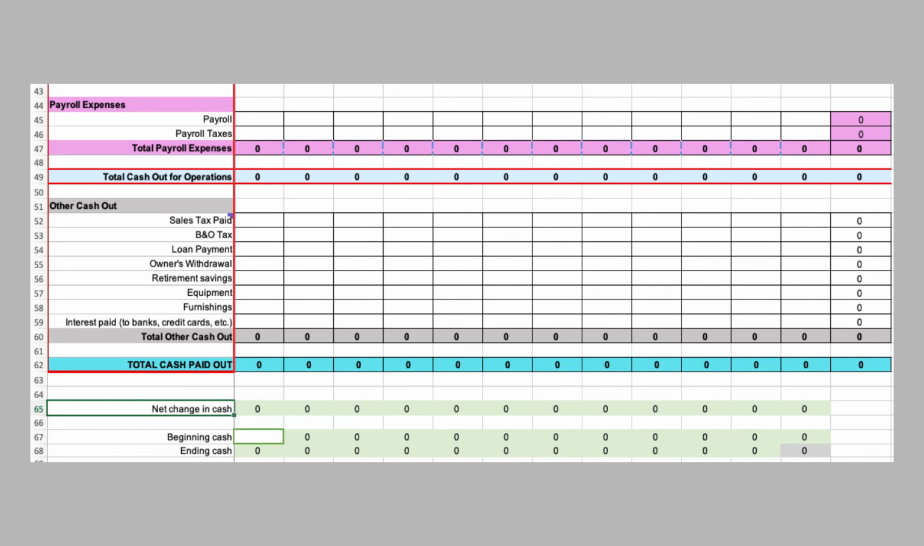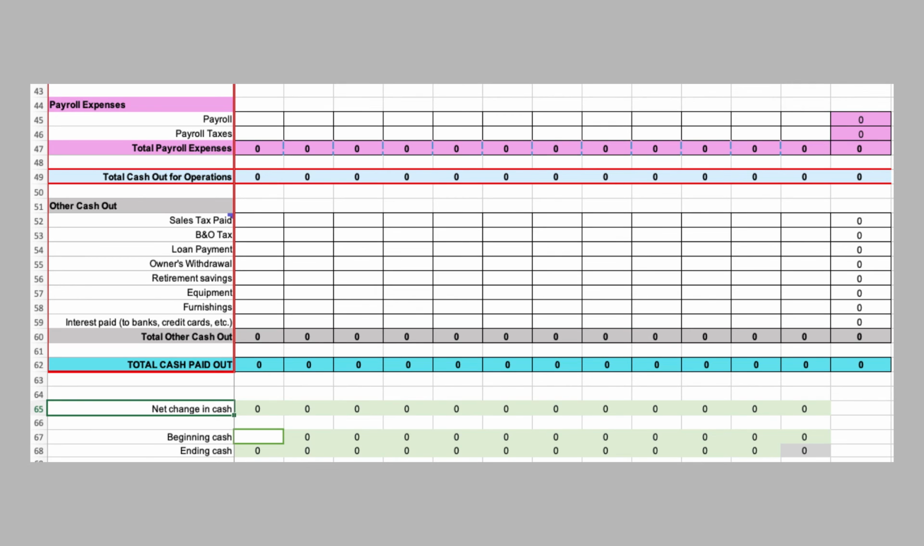The second general bucket capturing any money going out is anything related to expenses that don't concern the day-to-day operation of your business. So this would be the sales tax paid in the month that you pay it, any B&O tax, a loan payment that you make. Remember, the profit and loss statement did not include a loan payment. A cash flow statement does show that. Any owner withdrawal you make, retirement savings, any equipment you buy, furnishings, any other money going out of the business that is not related to operations. Then you get a total of all the money going out there on line 62, total cash paid out.